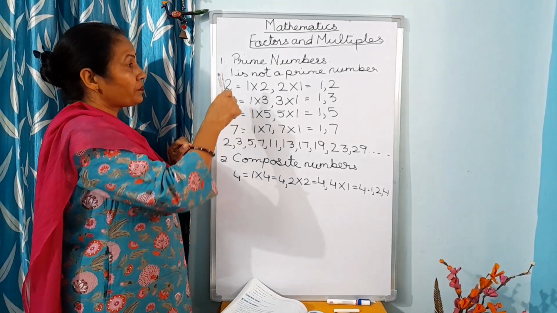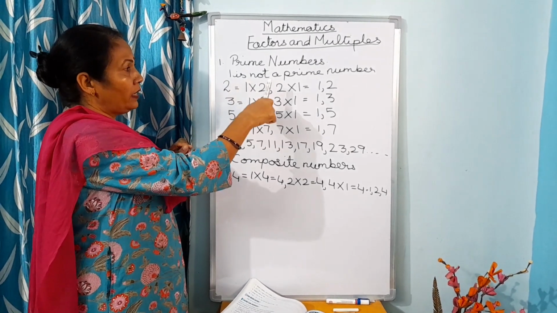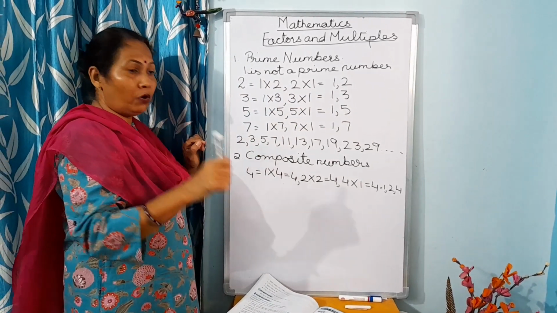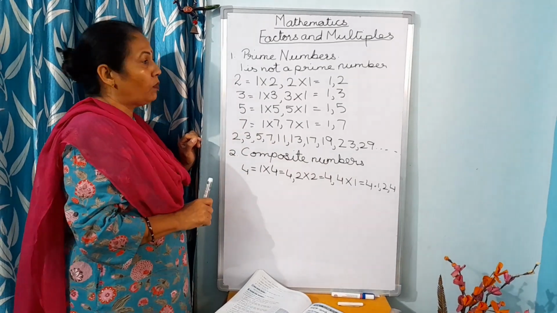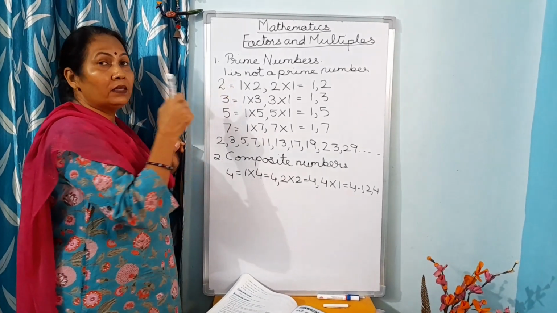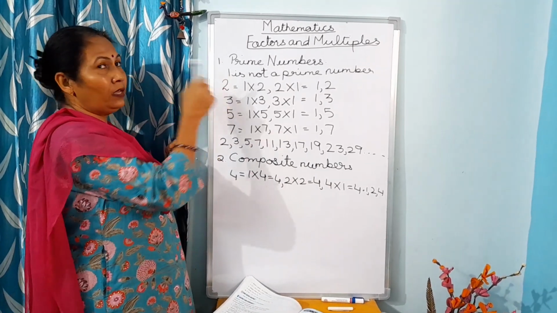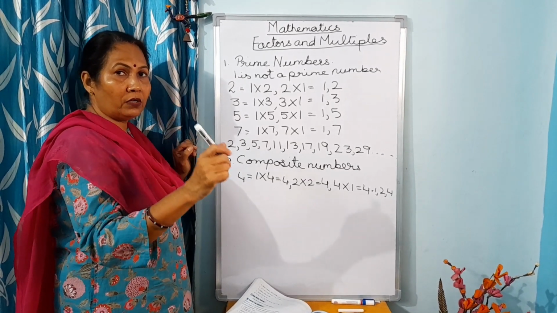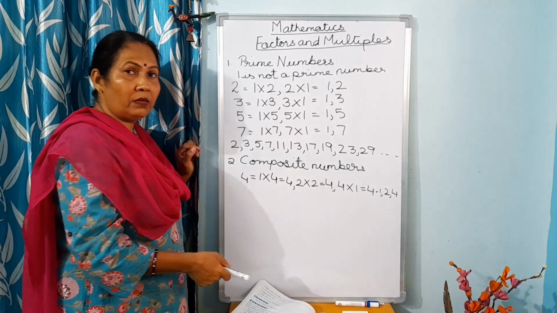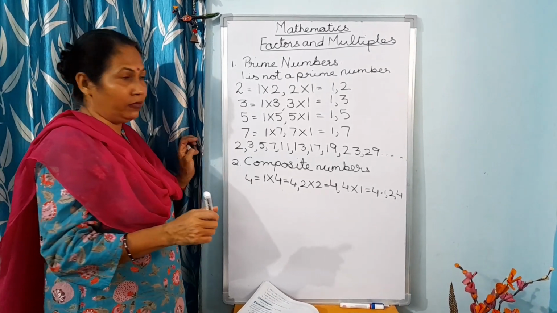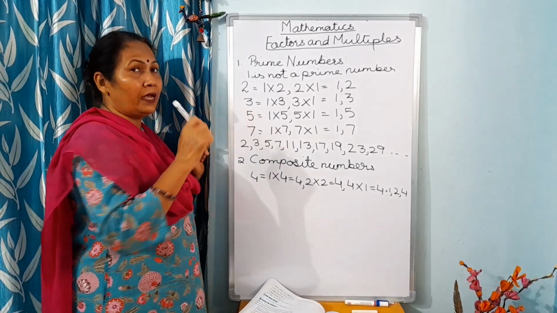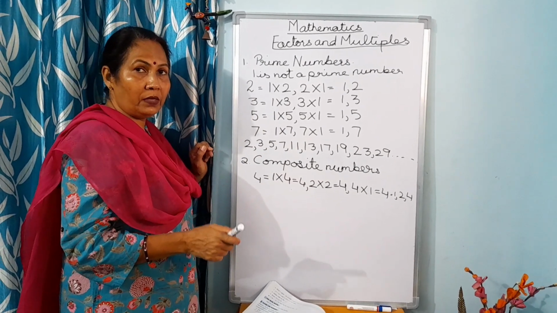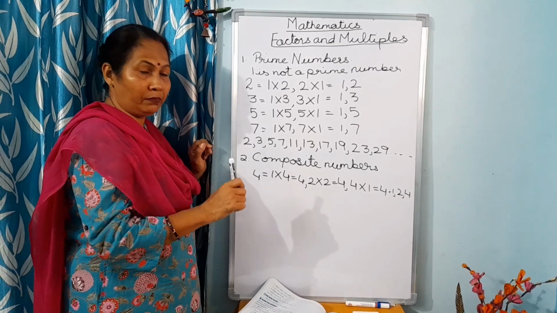Now children, here I will tell you that 1 is not a prime number nor a composite number. Why? Because 1 is divisible only by 1. So 1 is neither a prime number nor a composite number. It is given in the book. You will learn these statements like 1 is neither prime nor composite. 2 is the only even number which is prime number.